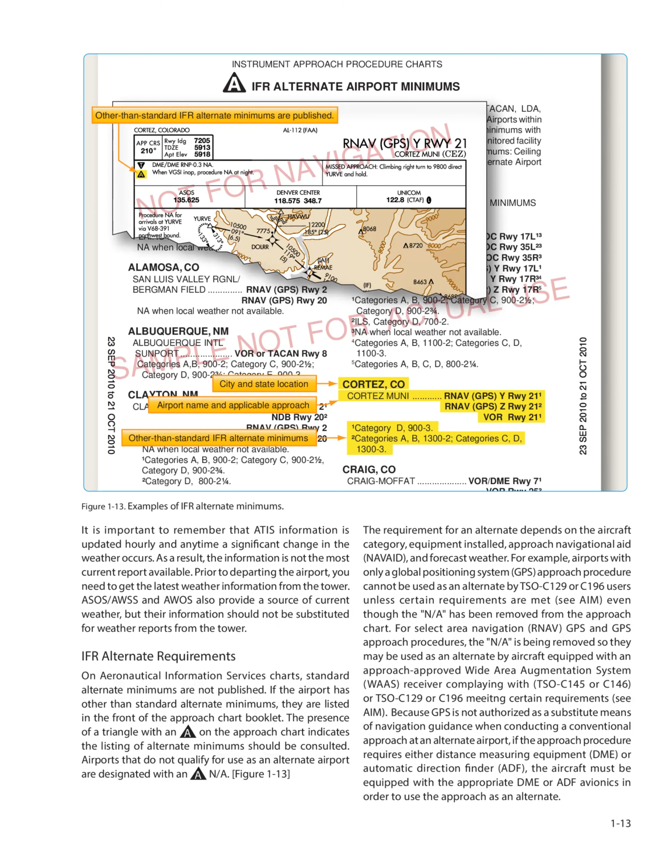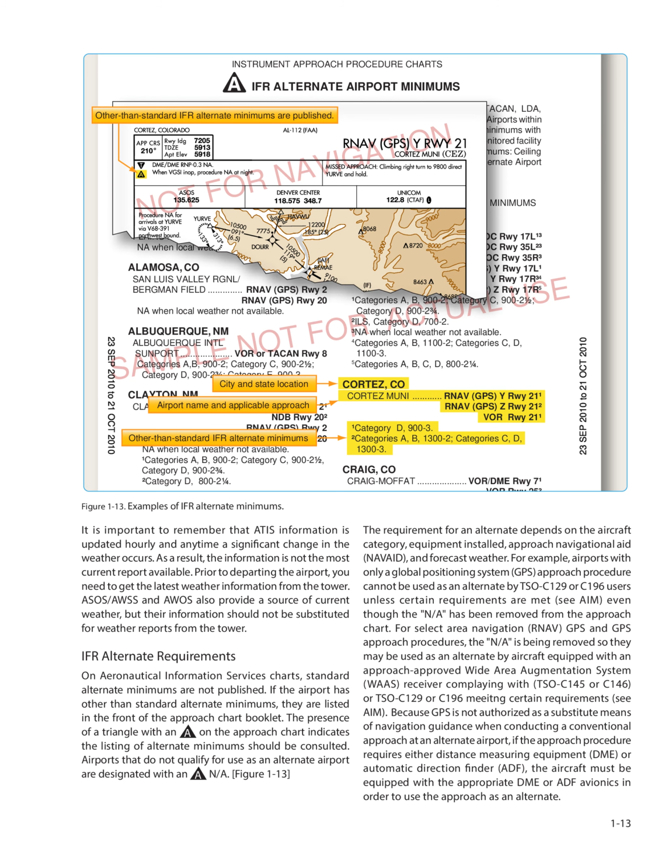It is important to remember that ATIS information is updated hourly, or at any time a significant change in the weather occurs. As a result, the information is not the most current report available. Prior to departing the airport, you need to get the latest weather information from the tower. ASOS/AWSS and AWOS also provide a source of current weather, but their information should not be substituted for weather reports from the tower.